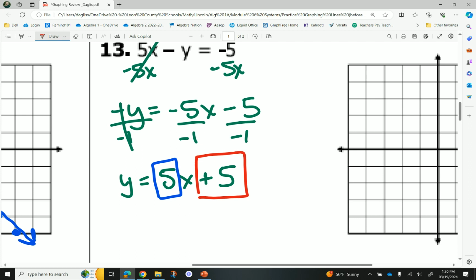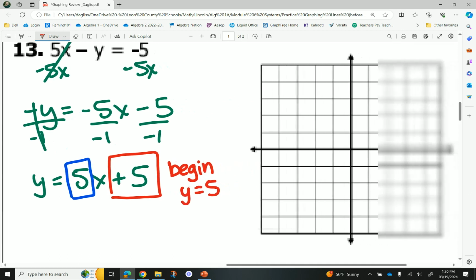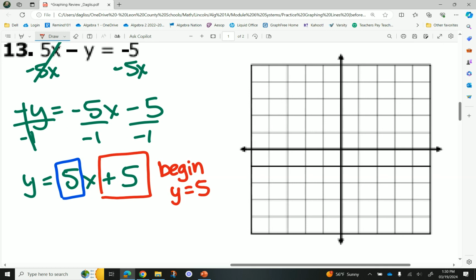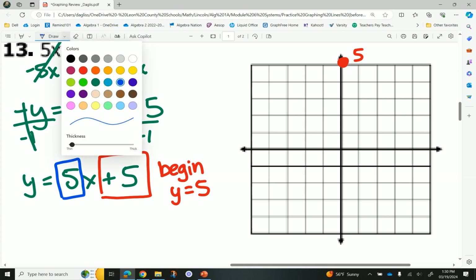All right. Where are we going to begin my line? Leland, where are we going to begin the line? At positive 5. Good. We will begin. B is for begin, where y equals 5. So 1, 2, 3, 4, 5 up here. That's where y is 5, right? All the way up there.